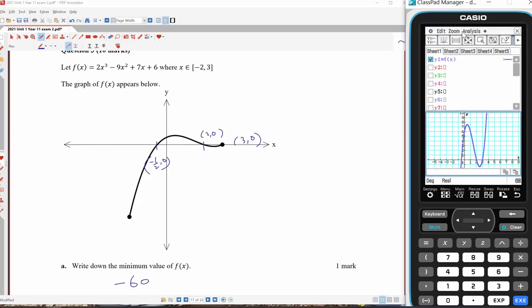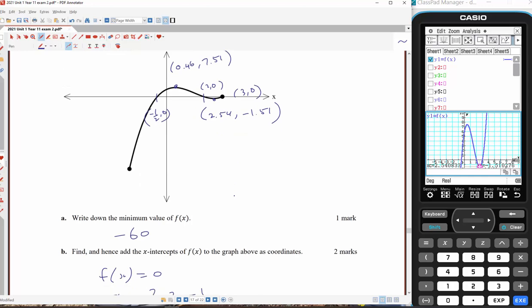Okay, so the way I'm going to get it is analysis, gsolve, and max, which will get me my local max, which is there. What's it going to be? 0.46, comma 7.51. And let's grab the min, analysis, gsolve, and min. So that's that one there, and that's going to be 2.54, negative 1.51. Alrighty.